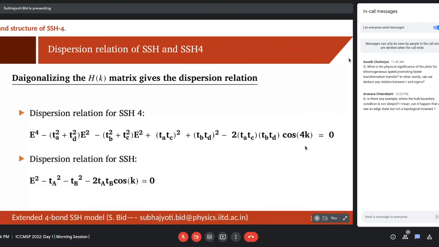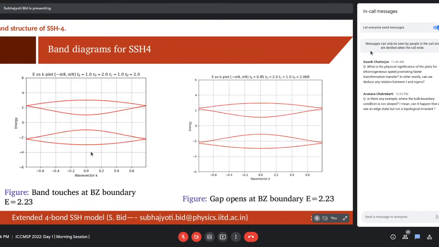Now, if I plot this dispersion relation simply for 4 values of tA, tB, tC, tD, it somewhat looks like this. That is, I kept it as simple as possible: tA equal to 1, tB equal to 2, tC equal to 1, and tD equal to 2, so that 1, 2, 1, 2 is repeated. And I see that at the edge of the Brillouin zone, that is the Brillouin zone boundary, the gap closes and opens at an energy of 2.23 in units of the hopping integrals. This energy I got from Python numerically. Now I need to quantify this energy.